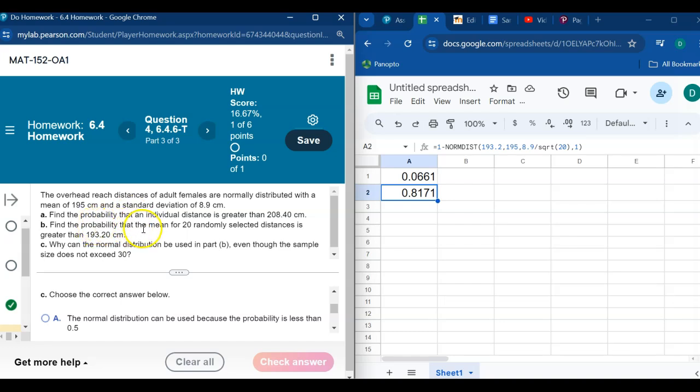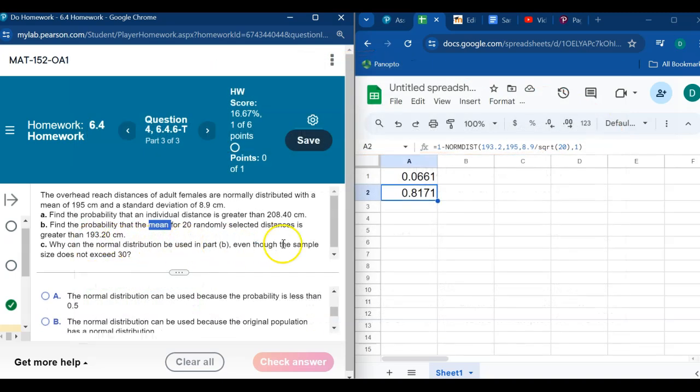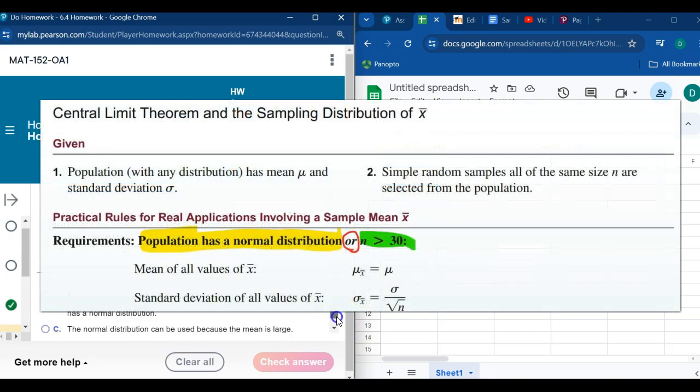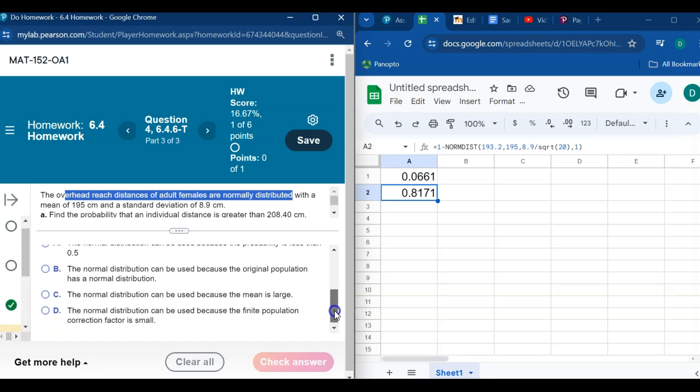When we are finding the probability that a sample mean falls in a certain range, that's a completely different distribution, and we have to make sure we do that division by the square root of the sample size. That's the central limit theorem. It's part of what we talked about in our lab, where we saw the magic number was 30. This question asks why we do not have to worry about the sample size being 30. Because the overhead reach of adult females is normally distributed to begin with, the distribution of sample means will be normally distributed even for small samples, of size less than 30. So that's the one we're looking for.